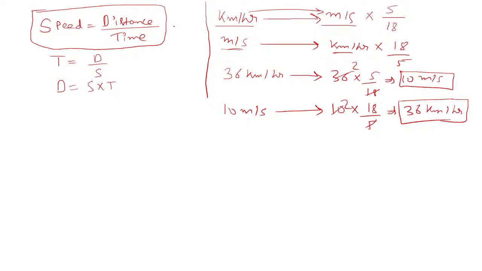So speed equals distance by time, time equals distance by speed, and distance equals speed into time. Just remember the first formula and you will know all the other formulas.